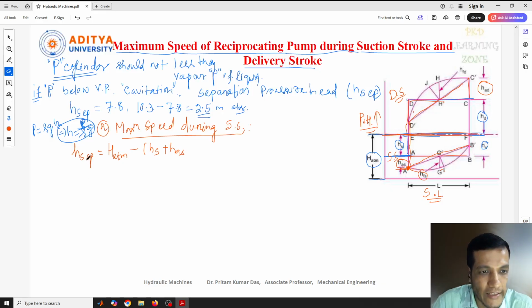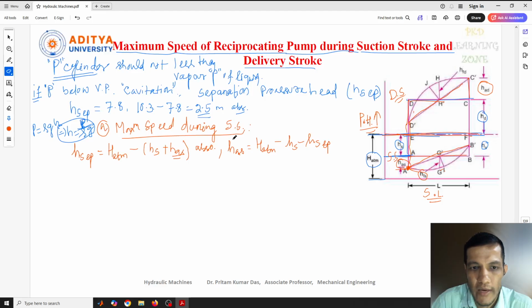So I can write H separation equal to atmospheric pressure head minus HS plus HAS, and this is absolute. From this form, I can find out the value of HAS. So let's write down from here: HAS equal to HATM minus HS minus H separation. Okay, this is the value.